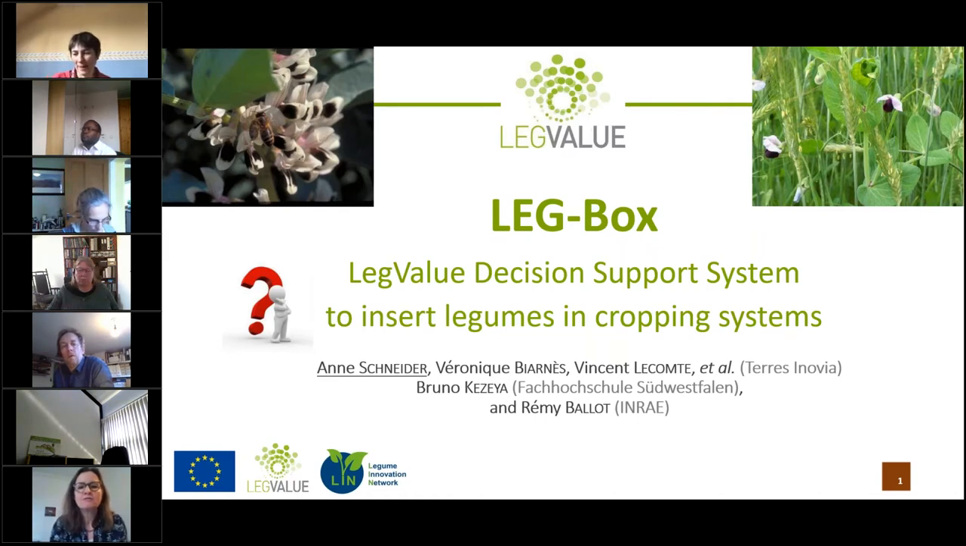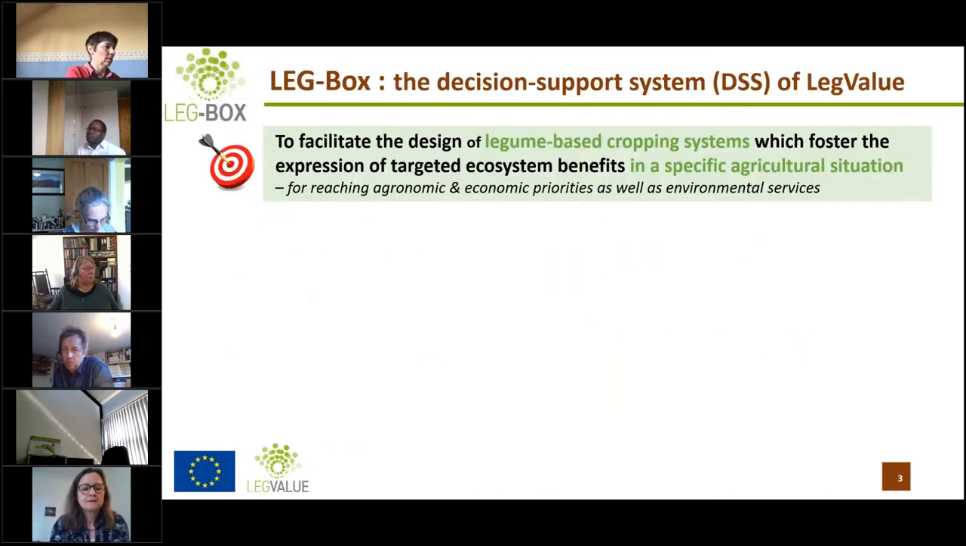On behalf of my colleagues from the LegValue project, I am very pleased to present you the LegBox. This is the LegValue decision support system to insert legumes in cropping systems. So why such a tool? In fact, the LegValue partners wish to set up a tool for facilitating the design of legume-based cropping systems, which can foster the expression of targeted ecosystem benefits in a specific agriculture situation. The objective is to reach both agronomic and economic priorities and environmental services, but in real conditions.